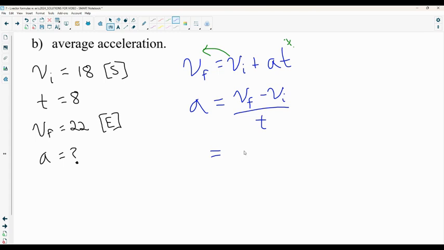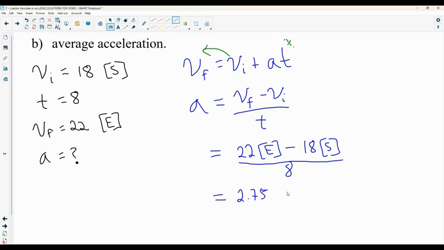Let's sub in and see what we got here. Our final velocity is 22 to the east. Again, we're going to keep our directions in there because we need to know that because these are vectors that are not going the same direction, right? They're not in the same one-dimensional plane. And then we're going to subtract, because we are subtracting initial velocity, 18 to the south. Okay, we're also dividing all of that by the time, which is 8. Let's divide both of those numbers by 8. 22 divided by 8 is 2.75, and that's still to the east. And 18 divided by 8 is 2.25, still to the south.